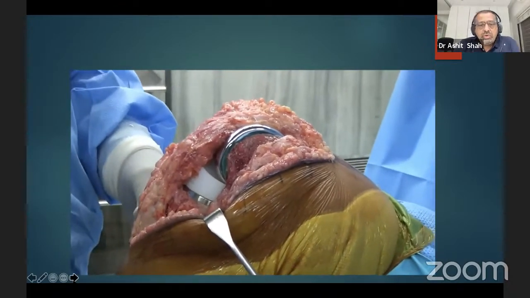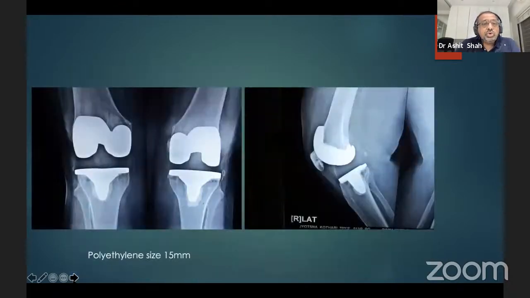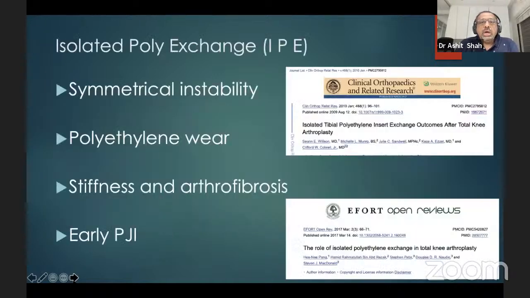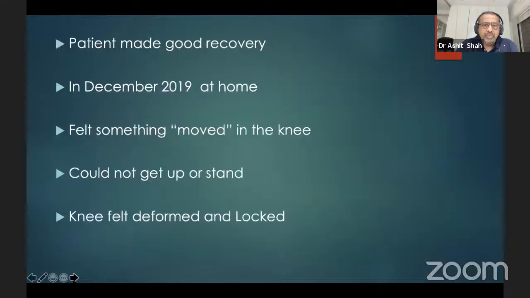And the patient was fine. These are the post-op x-rays on the right side. As you can see, a higher poly is used, and the rest of the implants are fine. Isolated poly exchange: symmetrical instability, polyethylene wear, stiffness and arthrofibrosis, early PJI. These are the main indications for doing IPE.